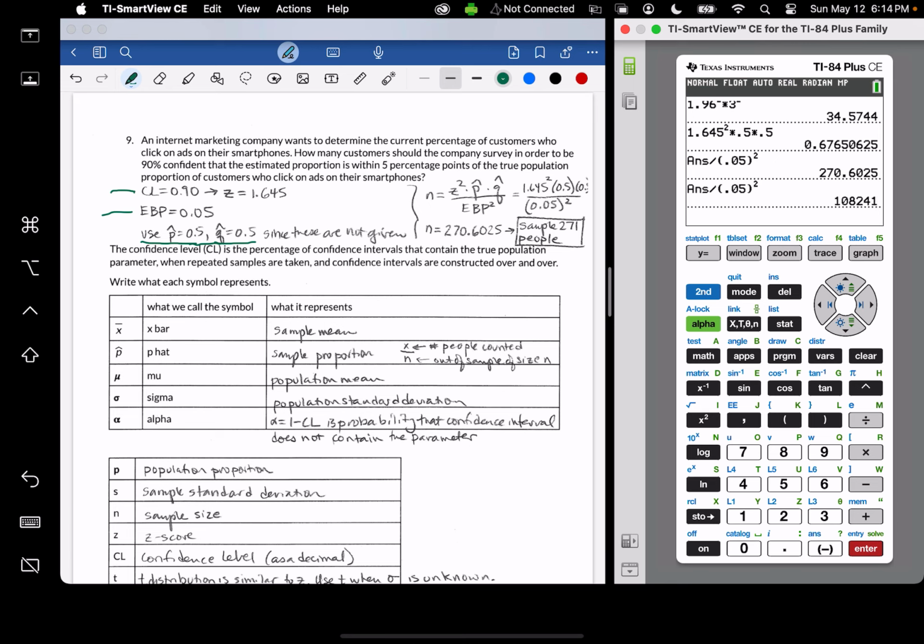And I must have screwed up something here. Oh, I hit enter twice. So the answer that I want is actually this answer, 271. I just accidentally hit enter again. I was like, that's a really big sample size. Okay, good. 271 people. I can handle that. 108,000 looks a little overwhelming.